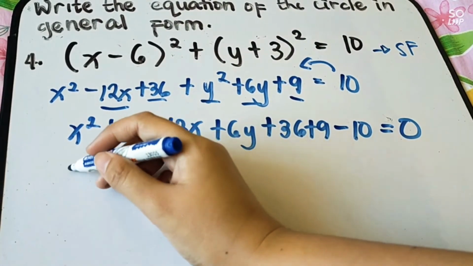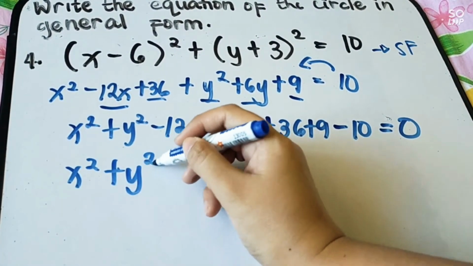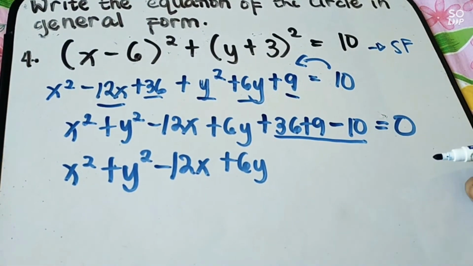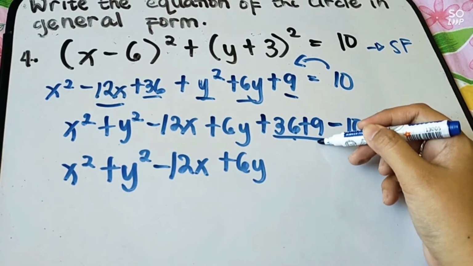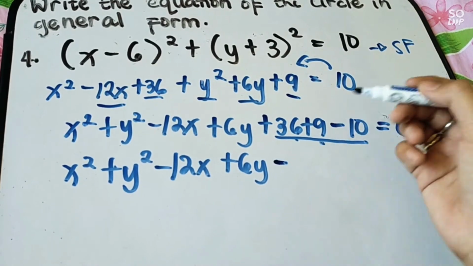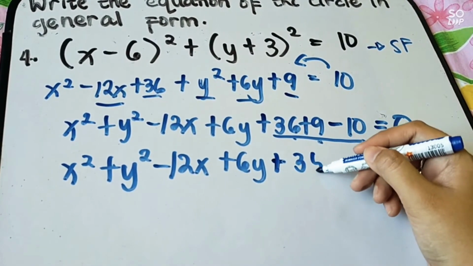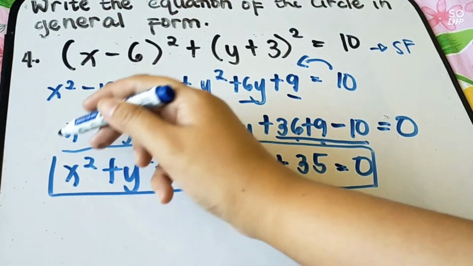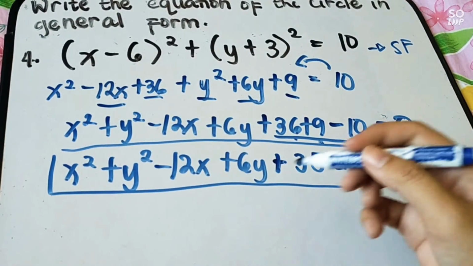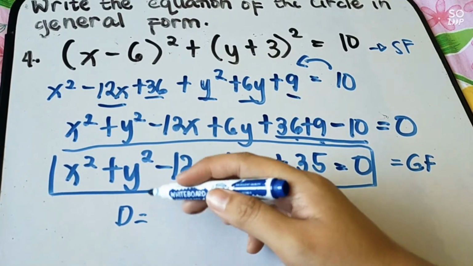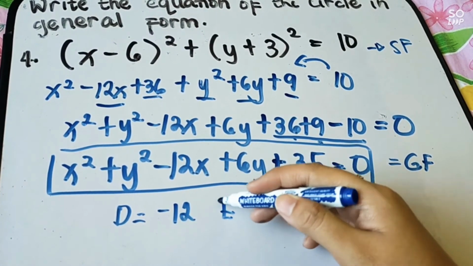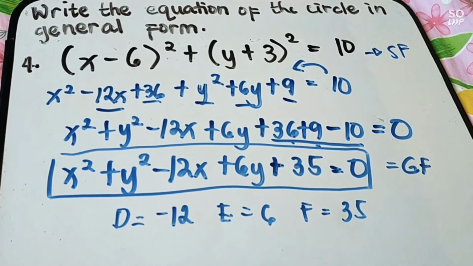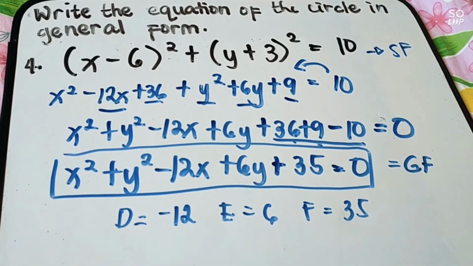Okay? Then, copy again. X squared plus y squared minus 12x plus 6y. Then, this one, combine mo. 36 plus 9 is 45. 45 minus 10, the answer is positive 35 is equal to 0. So, ito na ang ating general form. So, kung hahanapin mo ay si D, we have yung katabi ni X, which is negative 12. Ang E natin, we have 6. And then, ang F natin, we have positive 35. Is it clear? So, let's have another example.